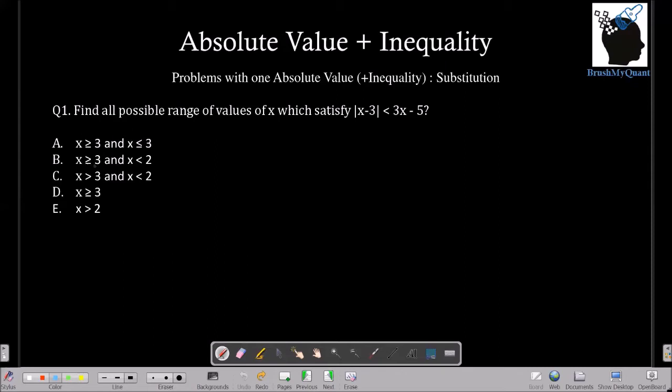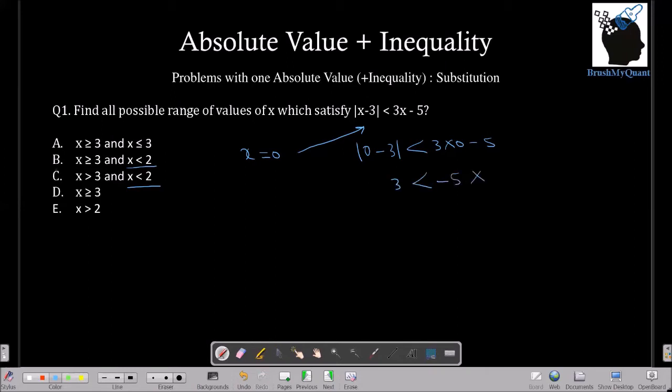Option number B says x is greater than or equal to 3 and x is less than 2. Even option number C says x is less than 2. So if I am able to eliminate x is less than 2, then I can eliminate both of these option choices. So let me try doing that. So I'll pick up a value of x which is less than 2. Let's say I pick up x is equal to 0 and I will substitute in this to check whether it satisfies this or not. So I'll end up with mod of 0 minus 3 is less than 3 into 0 minus 5, which is nothing but 3 is less than minus 5, which is not true.